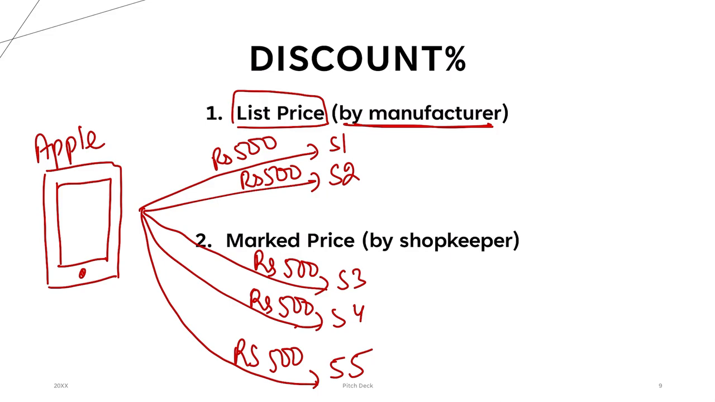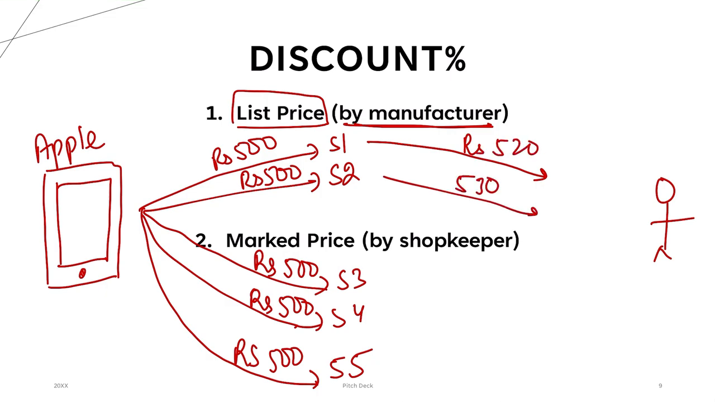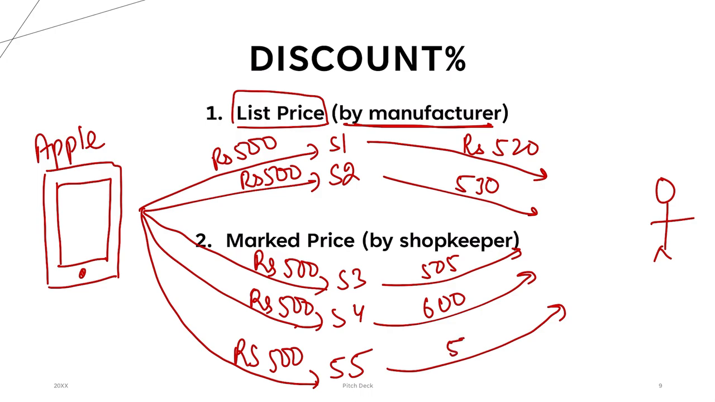Now, before selling it to the customer, all the shopkeepers obviously will mark it up, as in, they will set their own prices. If you go to Amazon, you will see there are five sellers for the same mobile phone, and each will have a different selling price. Suppose this one is selling it for 520 rupees, this one for 530 rupees, this one for 505 rupees, this one for 600 rupees, and this one for 575 rupees.